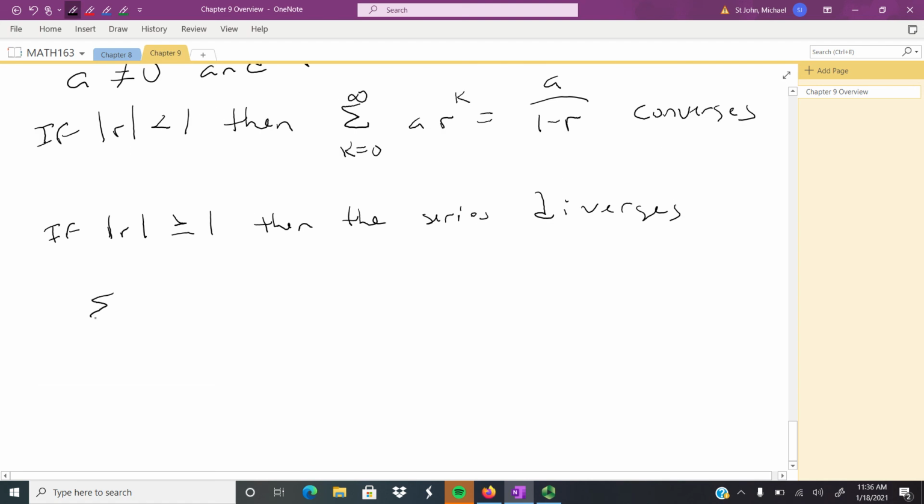So let's do an example here. Let's say we have the sum from k equals 0 to infinity of 1/4 to the k. Right? And so r is going to be 1/4. So we have 1 over 1 minus 1/4. So this is going to be 1 over 3/4, which would then equal 4/3.